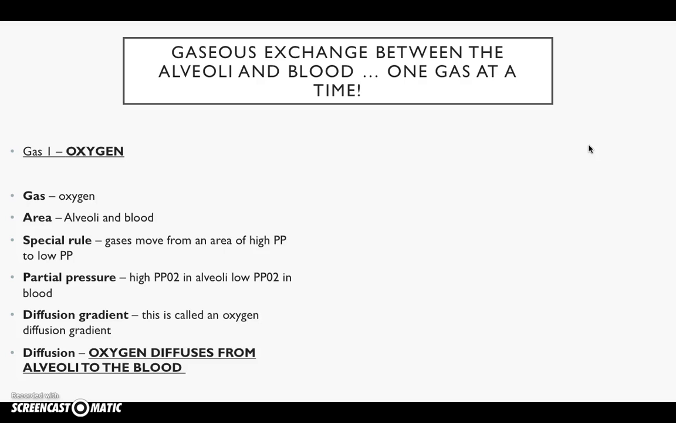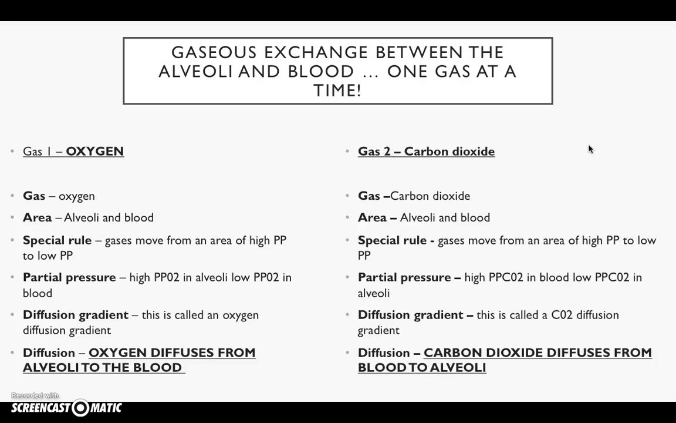Once you've done gas one, we now need to think about gas two. Gas two is carbon dioxide. We only care about oxygen and carbon dioxide. So gas two, carbon dioxide, the area, it's still the alveoli and blood. Special rule does not change.